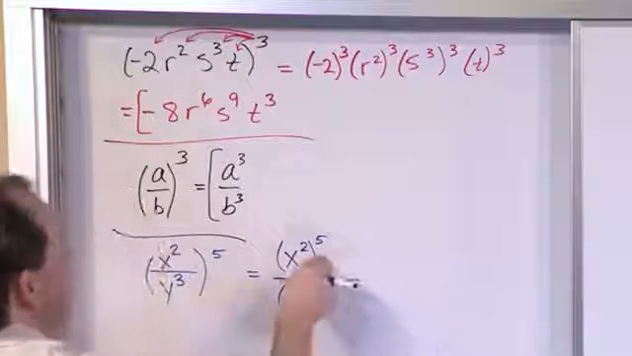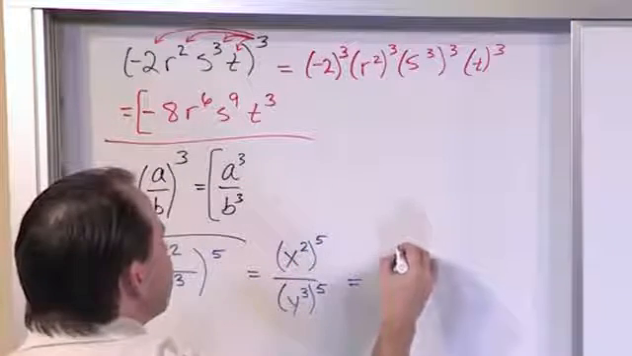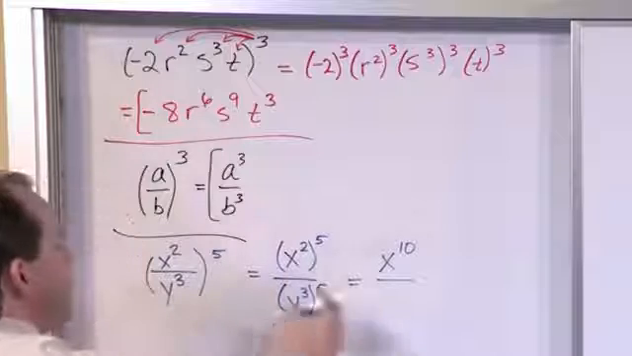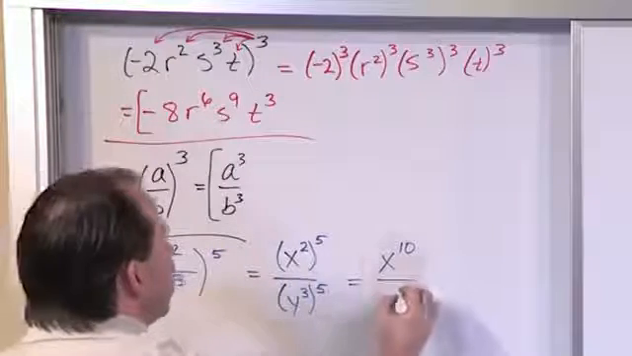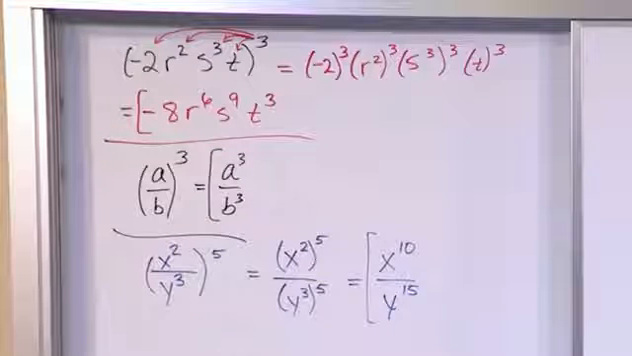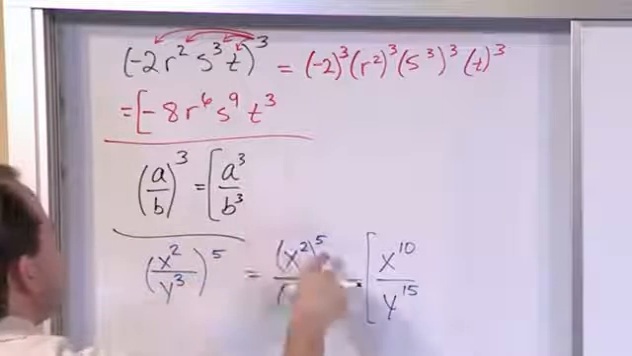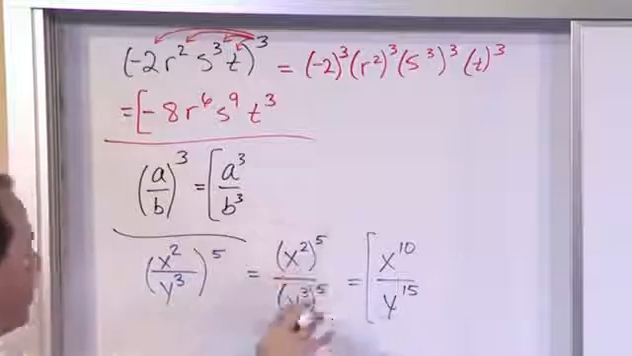Now we revert back to what we know. We have a power raised to a power. So on the top, we multiply 2 times 5 is 10. On the bottom, we multiply 3 times 5 is 15. And this is the answer, x to the 10th over y to the 15th. We just have to handle it one step at a time. Apply the exponent to the top and separately to the bottom. Then you use what you already know to simplify these exponents.